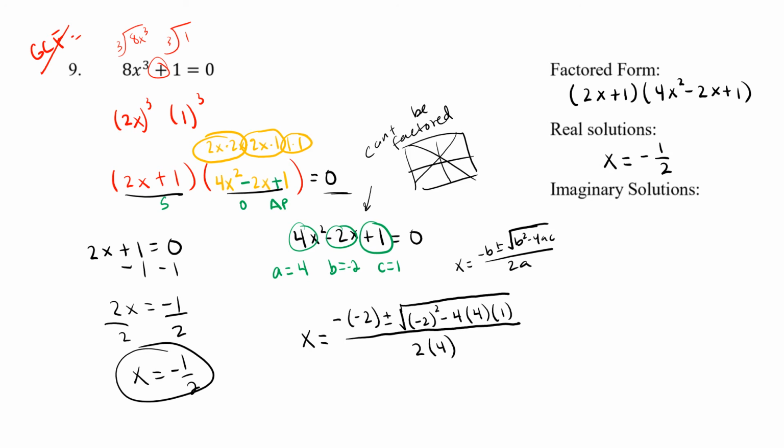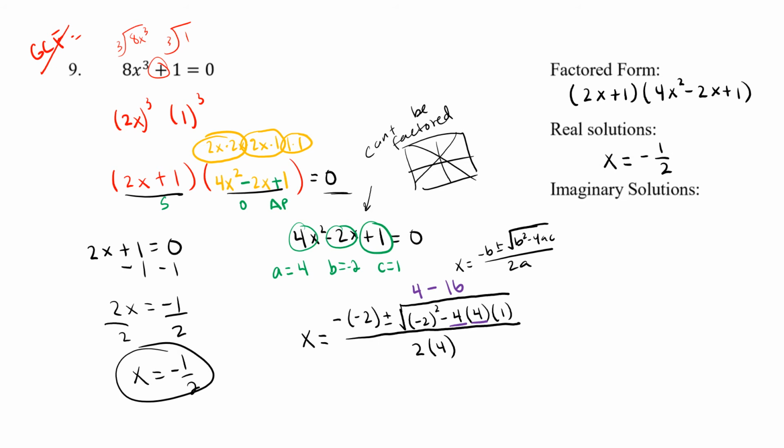Again, I like to work with this piece of the equation first, just to simplify it. So I'll do that right above. Negative 2 squared is positive 4, minus negative 4 times 4 is negative 16, times 1 is still negative 16. So that gives us 4 minus 16.